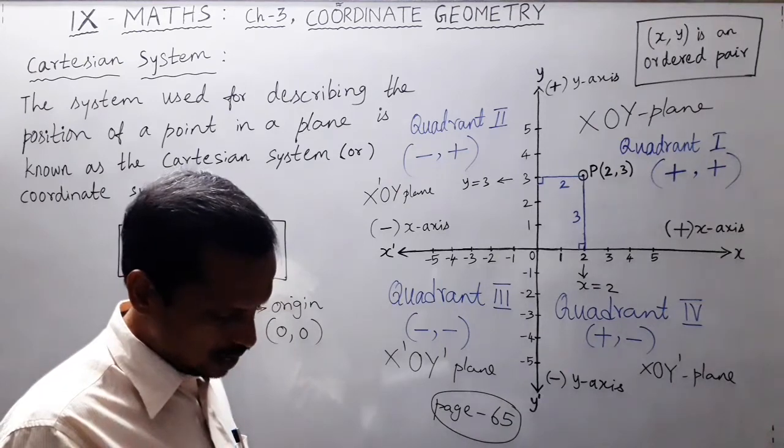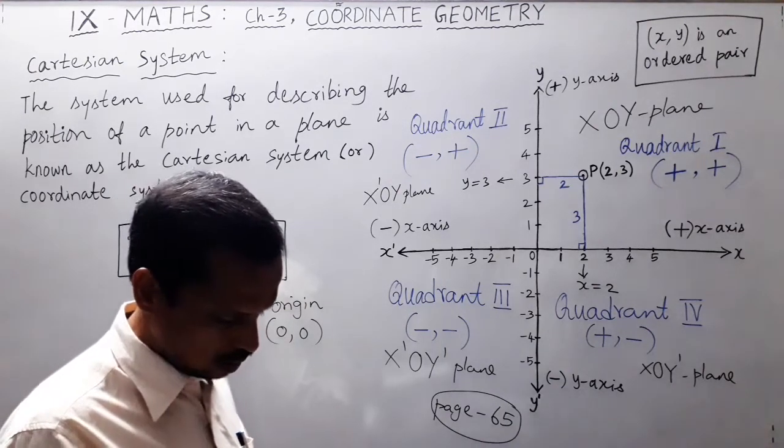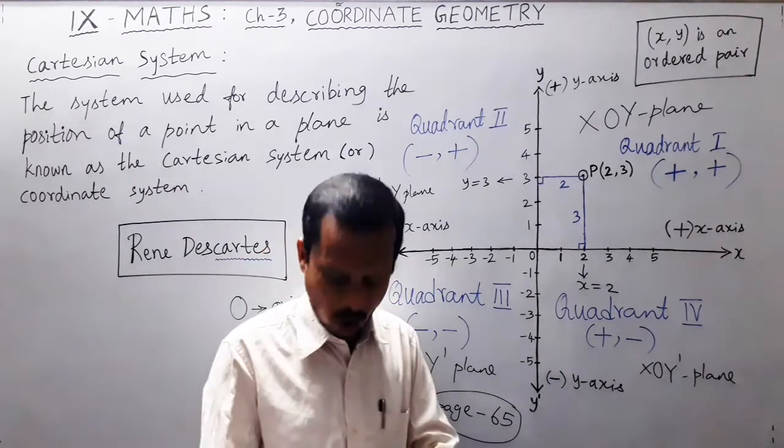And then coming to point number 5: the point of intersection of the axes is called the origin.